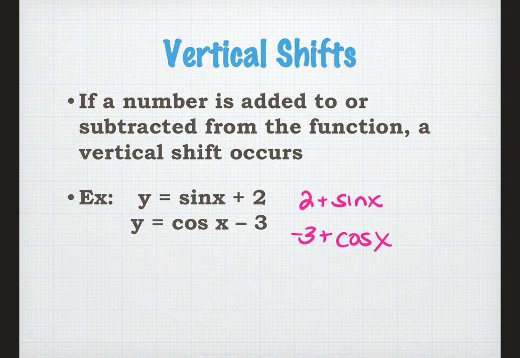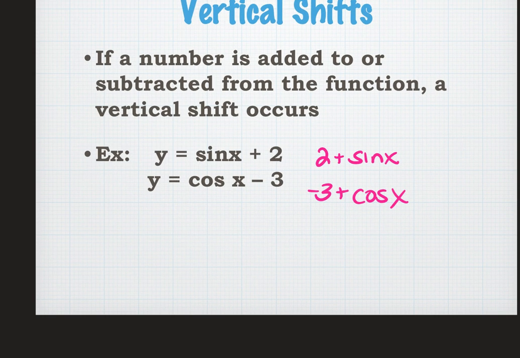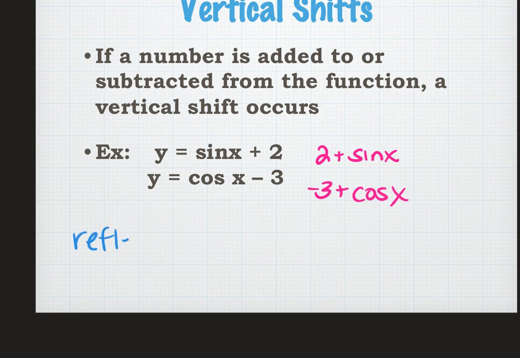So I'm going to do everything we just did. A, amplitude. B, period. Key points, phase shift, plot it, then shift everything up or down, okay? The most important thing to pay attention to is if there is a reflection and a vertical shift.